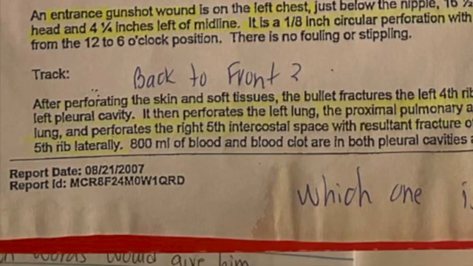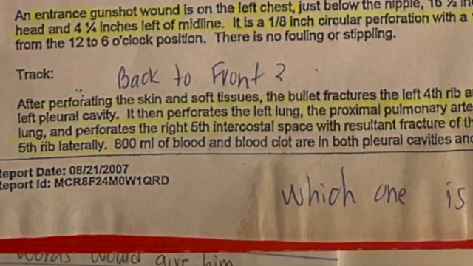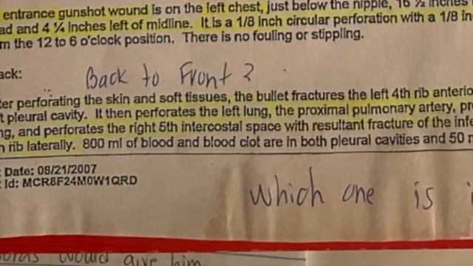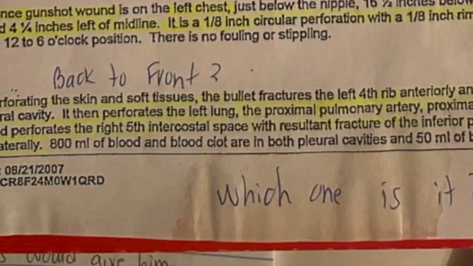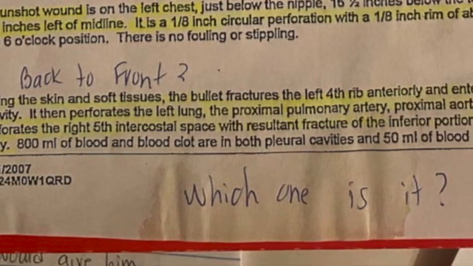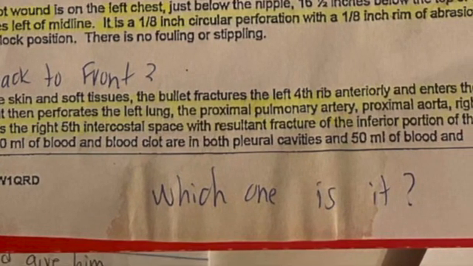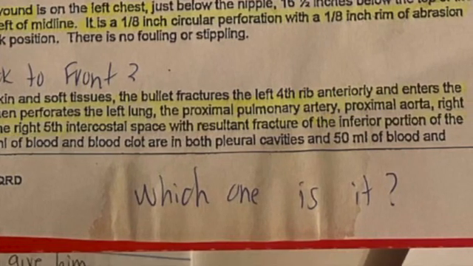Dr. Eisenstat stated in his report, after perforating the skin and soft tissues, the bullet fractures the left fourth rib anteriorly and enters the left pleural cavity. It then perforates the left lung, the proximal pulmonary artery, proximal aorta, right lung, and perforates the right fifth intercostal space, with resultant fracture of the inferior portion of the fifth rib laterally.